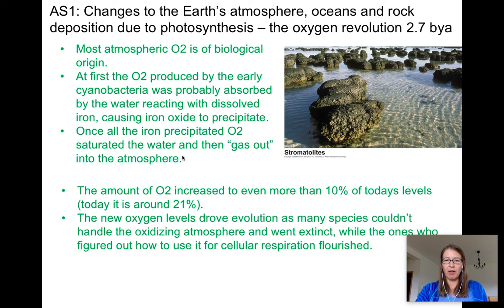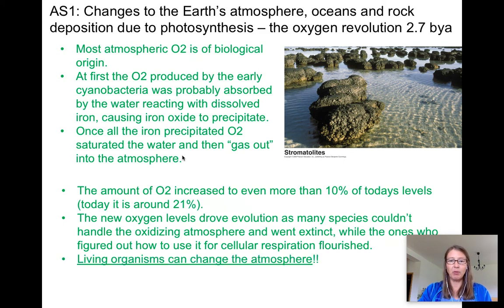And the new oxygen levels drove evolution. This is one of those things that we think probably drove a lot of the endosymbiotic events, right? You've got organisms that could then tolerate the oxygen, and those mitochondria ended up in that symbiotic relationship with eukaryotic cells. There were a lot of organisms that went extinct at this time because they couldn't handle the oxygen. So if you remember way back to 1.5 and the endosymbiotic theory, this is kind of where that comes from.